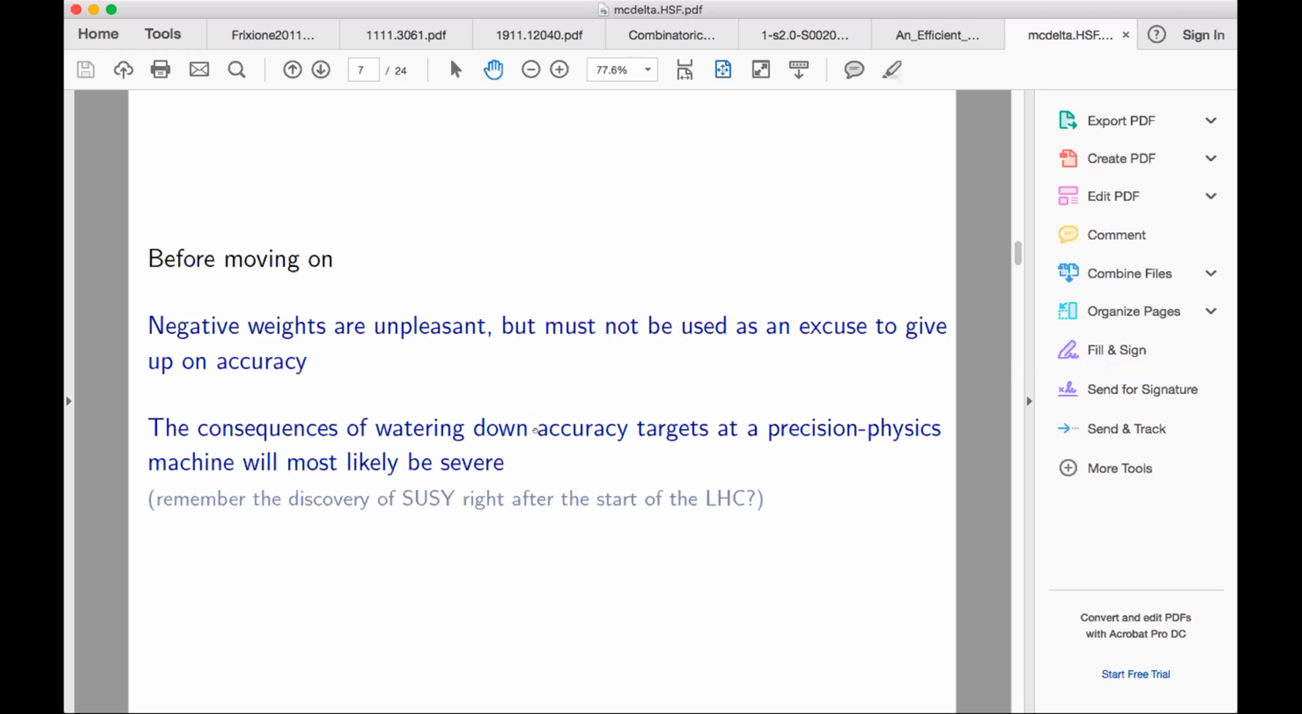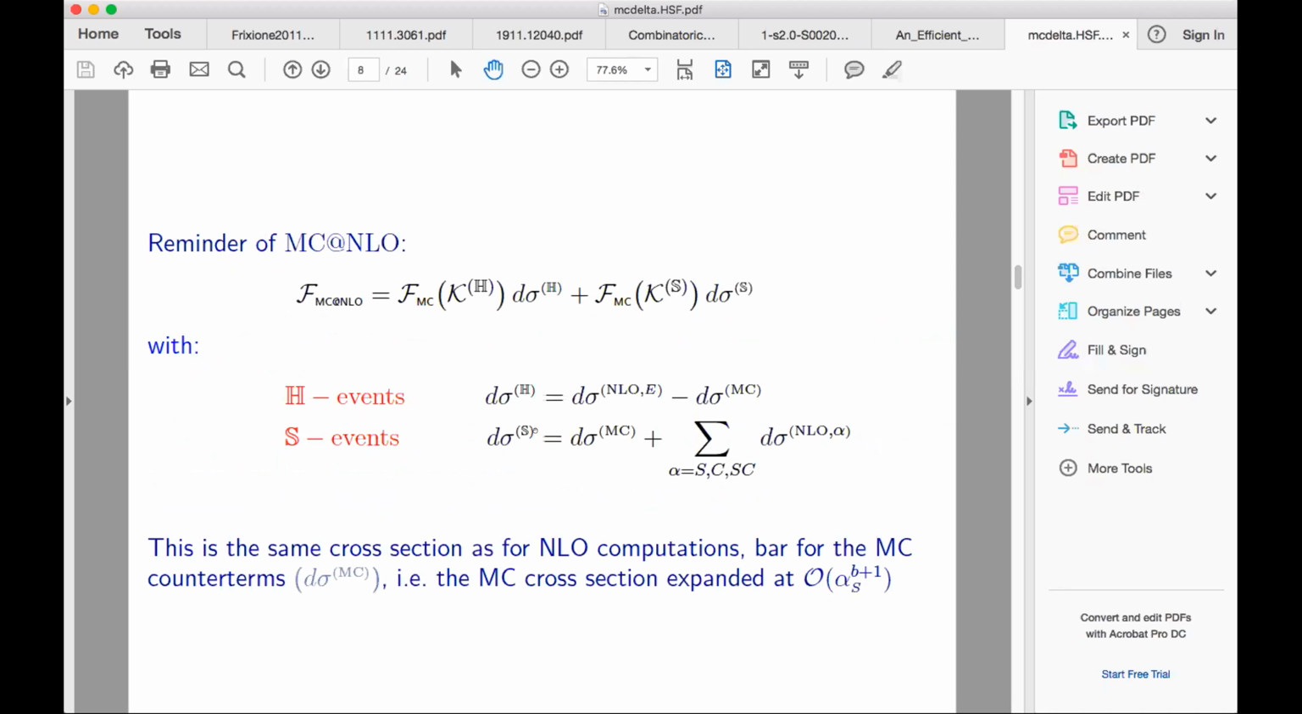But precisely because it's not as striking, you want to go to high precision physics, and therefore giving up on precision is simply not an option, I believe. So, having said that, of course, with the same physics accuracy, you want to reduce negative weights as much as possible.